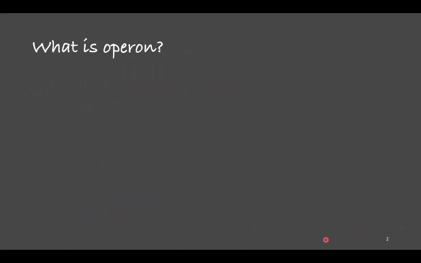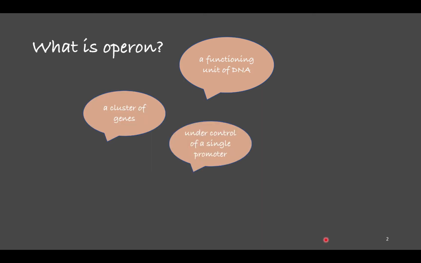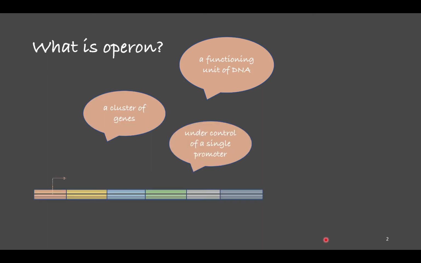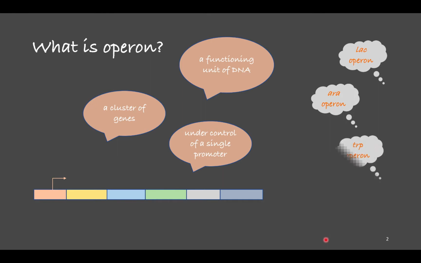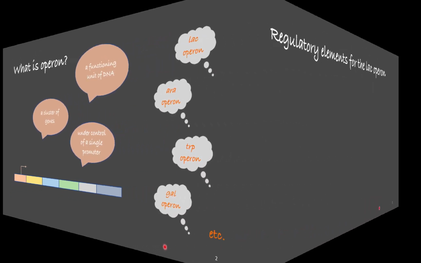So first of all, what is an operon? In genetics, an operon is a functioning unit of DNA containing a cluster of genes under the control of a single promoter. Basically, operons are common in bacteria, but they are rare in eukaryotes such as humans. There are several typical operons like the Lac operon, Ara operon, Trp operon, and Gal operon. In this video, we will focus on the Lac operon, which is known as the first operon to be discovered.